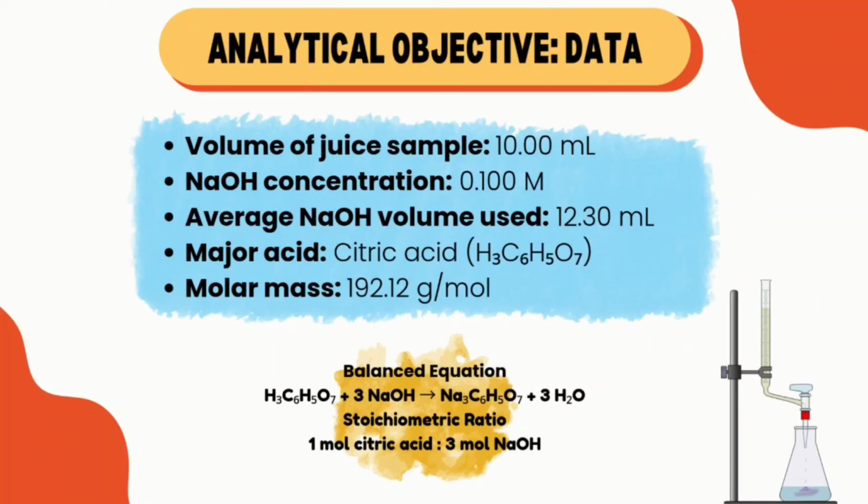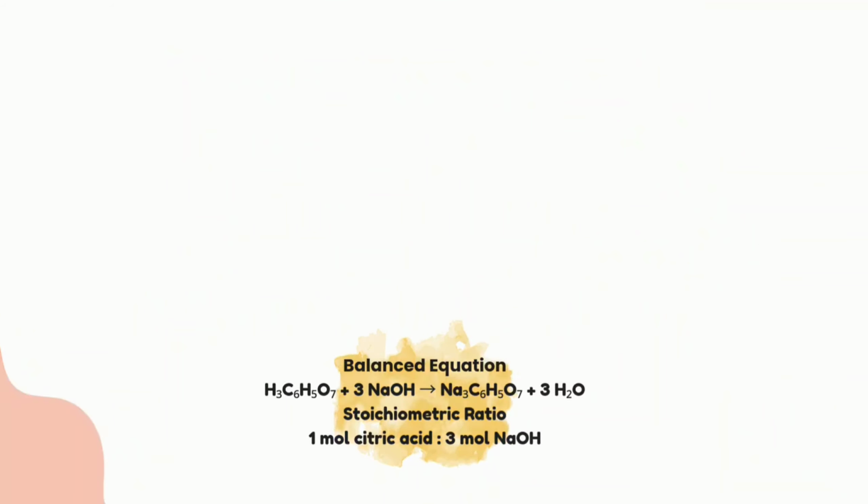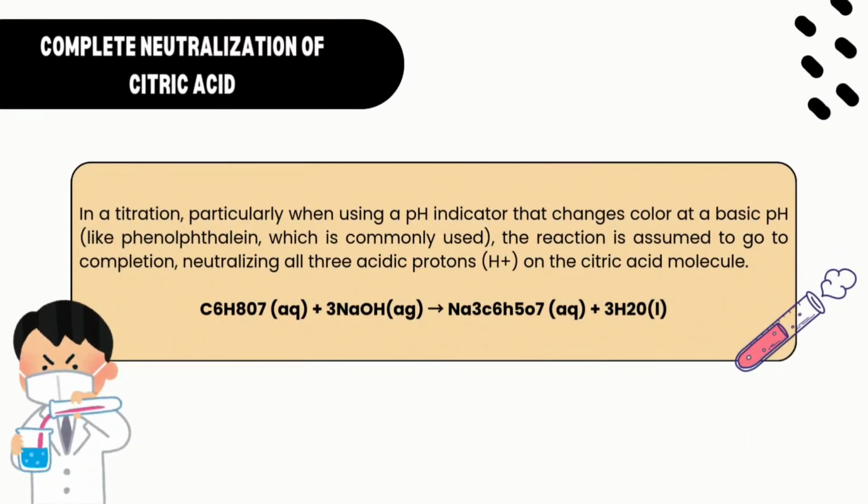Next, the average sodium hydroxide volume used is 12.3 ml. This is the volume when phenolphthalein turned pink, and this is our most important data point. Last but not least, the acid that we are calculating is citric acid. For a complete neutralization of citric acid, all the 3 acidic protons on the citric acid molecule will be neutralized.